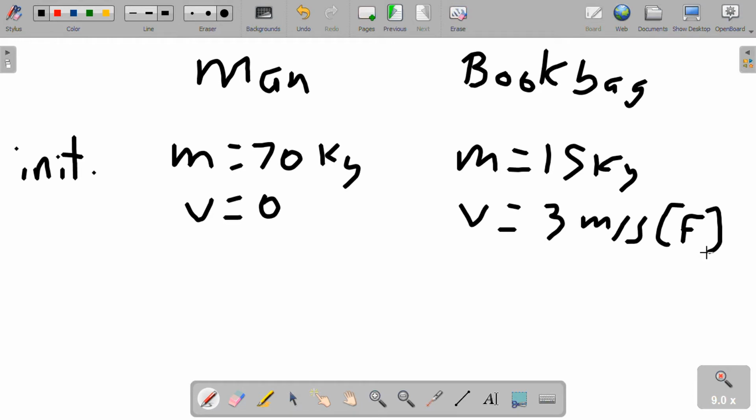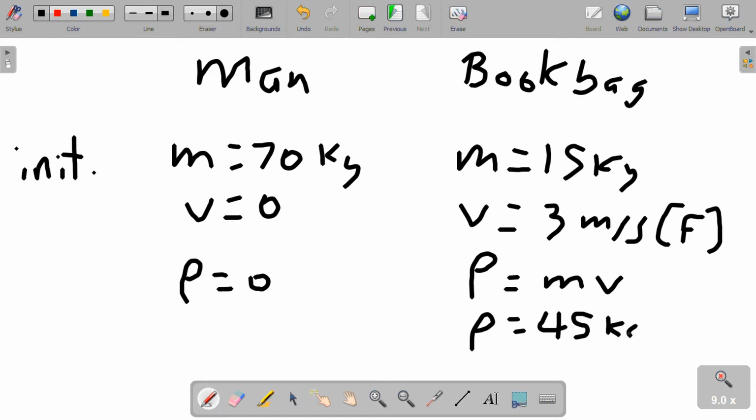So the momentum of the man initially is 0. And the momentum of the book bag is the product of its mass and its velocity. So the momentum of the book bag is 3 meters per second forward multiplied by 15 kilograms, which is 45 kilogram meters per second forward. So momentum's a vector, and the initial momentum of the book bag is 45 kilogram meters per second forward. The initial momentum of the man is 0.